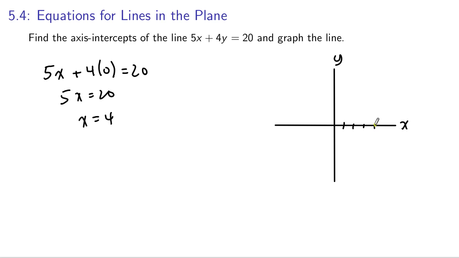So you make a yellow line. Yellow's hard to see. Pink. Magenta.